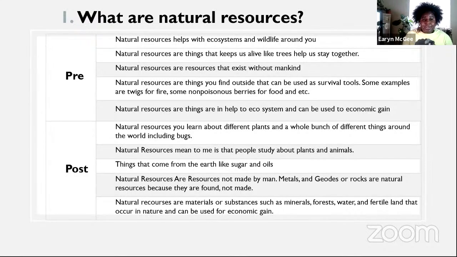So what are natural resources? These girls had a pretty good idea about what natural resources were, even in the pre-survey. So they said natural resources help with ecosystems and wildlife around you, and natural resources are resources that exist within mankind. And then in the post, one girl said, natural resources means to me is that people are studying about plants and animals. So not only are they talking about the natural resources in the abstract, but the people who are doing the work as well. Seeing other women of color doing this work, I'm hoping that that leaves a lasting impression on these girls.